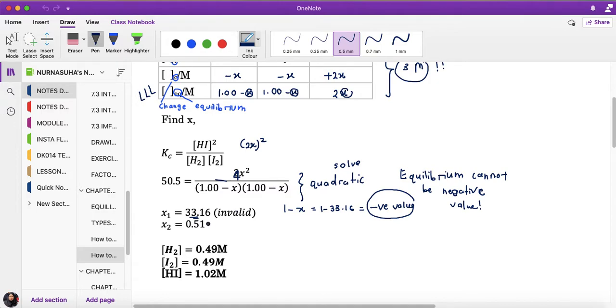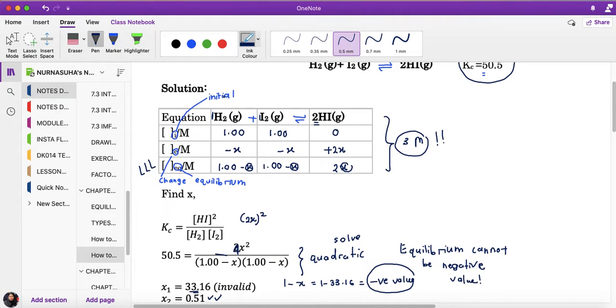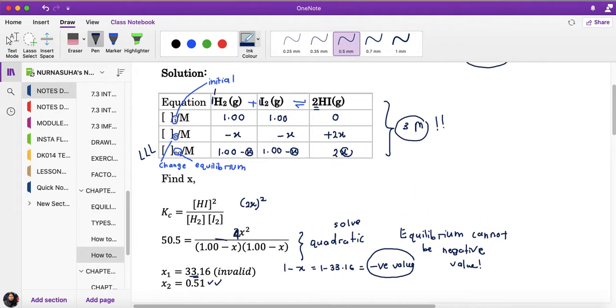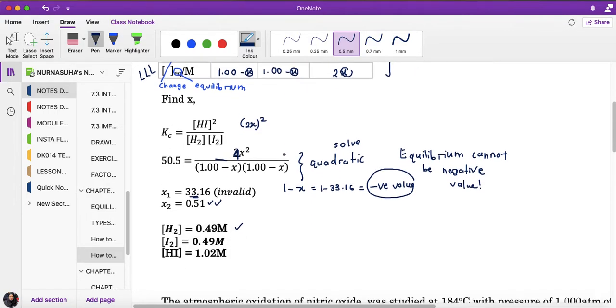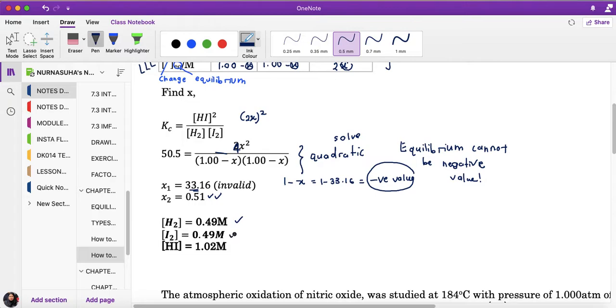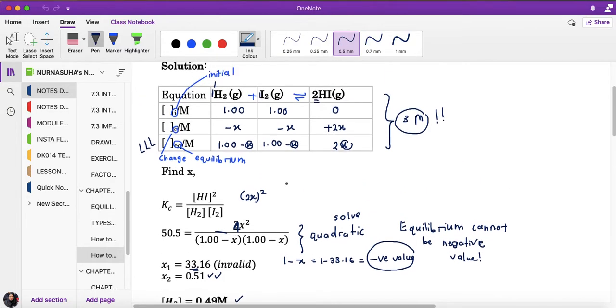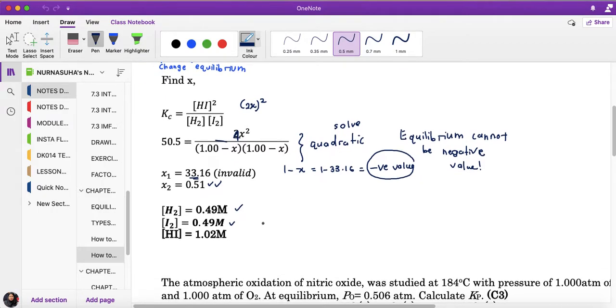So, kita akan ambil X2. So, cuba awak try, kita double check je lah. Kita key in kat sini. So, 1 tolak 0.51, you will get 0.49. So, ini adalah concentration at equilibrium for H2. Next, untuk iodine pun samalah, 1 minus 0.51. So, you get 0.49 molar. Last one, 2X. So, kiranya 0.51 ni darab 2. So, you will get 1.02.